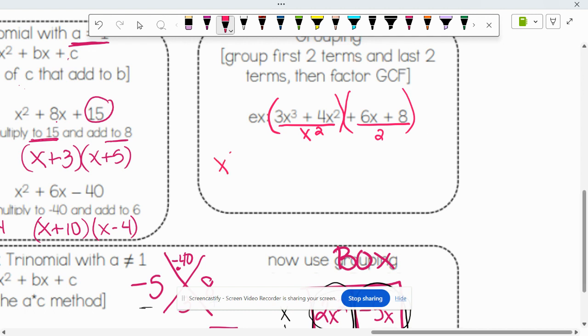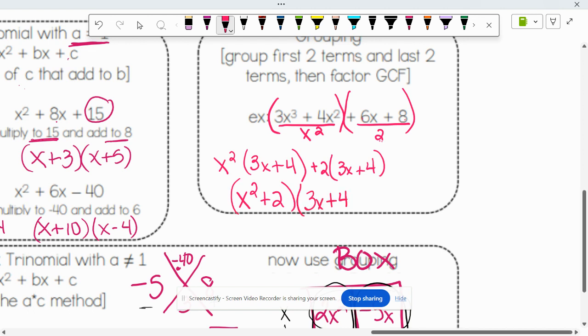So when I take out my x squared, 3x cubed divided by x squared is 3x. 4x squared divided by x squared is a positive 4. Positive 2, so plus 2. 6x divided by 2 is 3x, and 8 divided by 2 is 4. Greatest common factor plus the greatest common factor, that's x squared plus 2, multiplied by my twin, 3x plus 4. And there you have it.